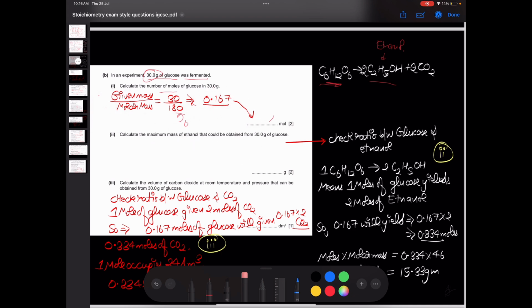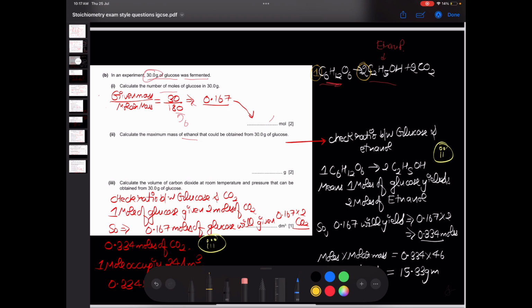Now we again need to check the ratio. See, they're asking you the mass of ethanol. What I recommend all of you to do is, first of all, figure out the moles of ethanol formed. How do you do that? Check the ratio between glucose and ethanol. It's in front of you. The ratio is 1:2, right? The ratio is 1:2. What does it mean? If 10 molecules of glucose are there, you will have 20 molecules of ethanol. If 5 molecules of glucose are there, you will have 10 molecules of ethanol. This is what a ratio of 1:2 means.